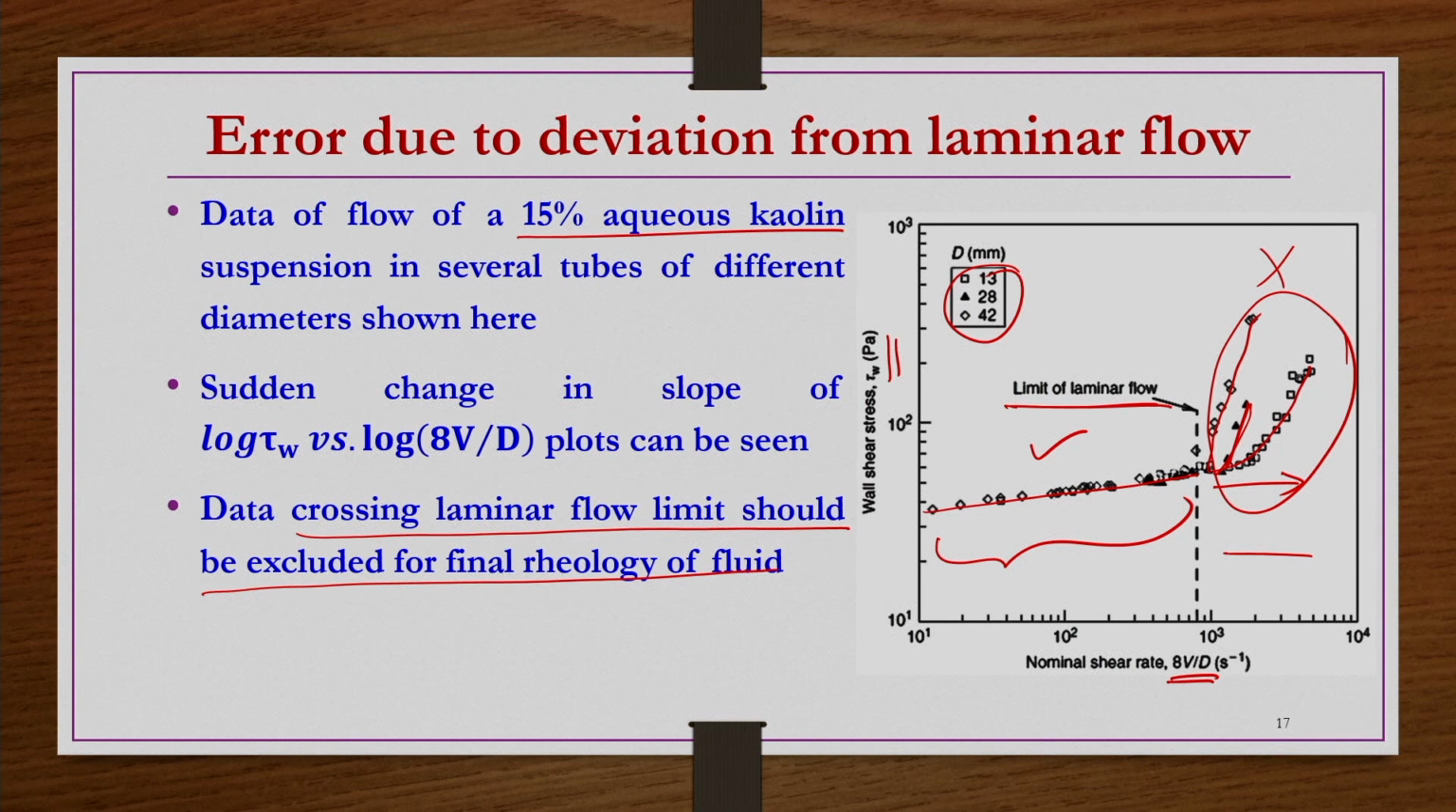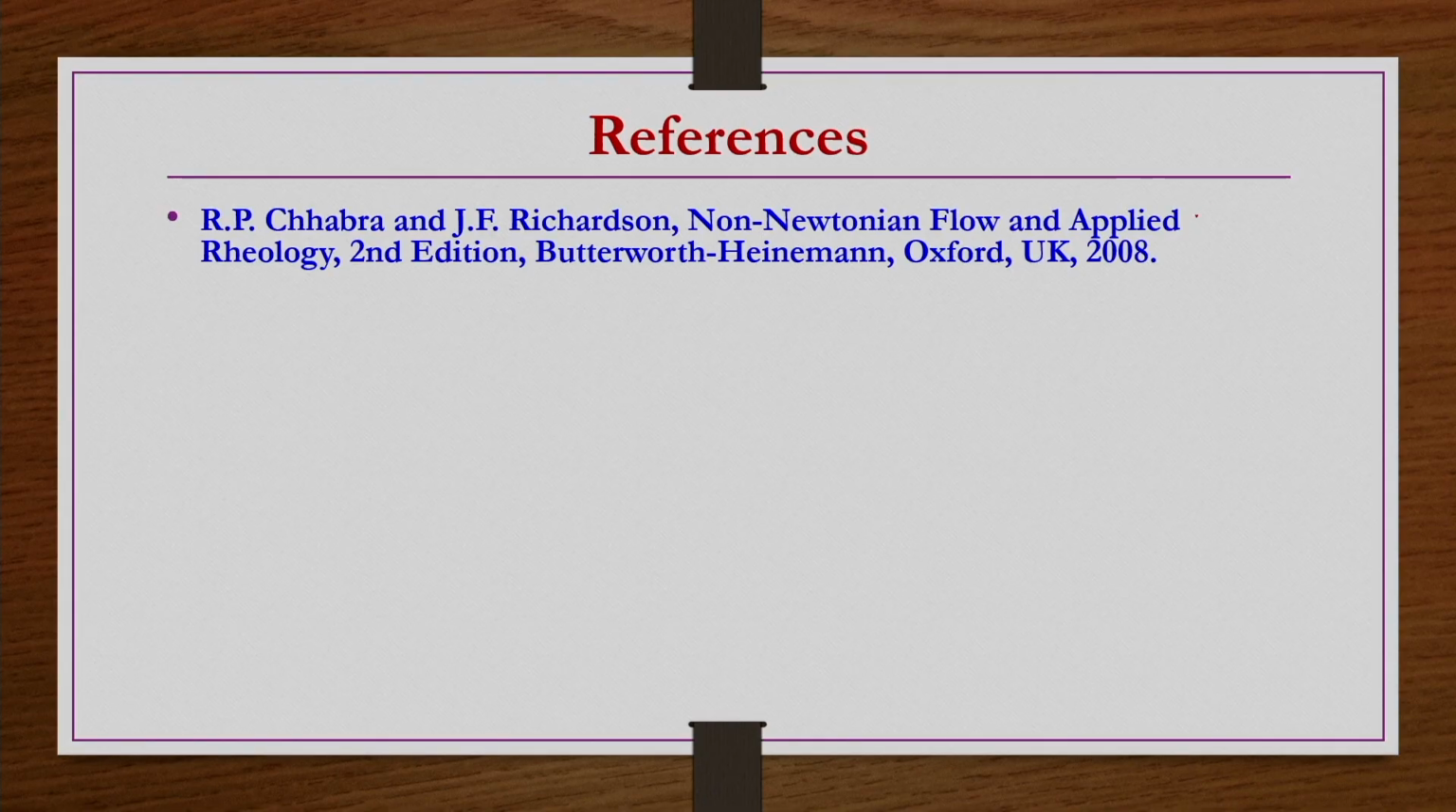And then you can see that by changing the diameter, all the points are superimposing onto each other. That means there is no wall slip effect up to this point. After this point only is the wall slip effect there, and wall slip effect in general is higher for higher shear rates. References for this lecture: the entire lecture, including the example problem, is prepared from this reference book by Chhabra and Richardson.